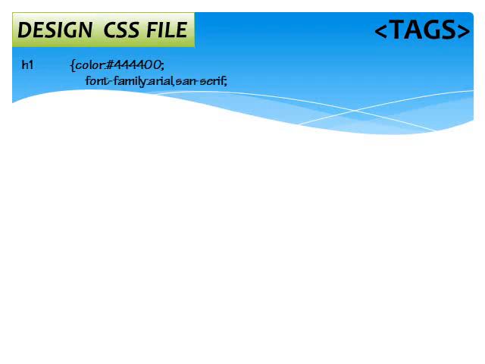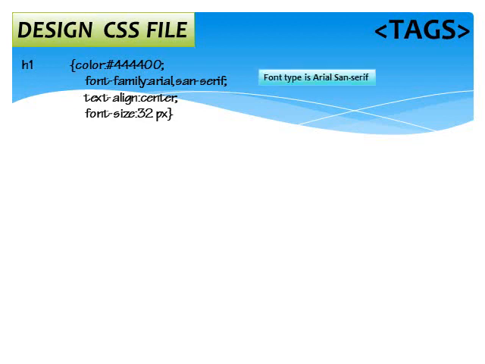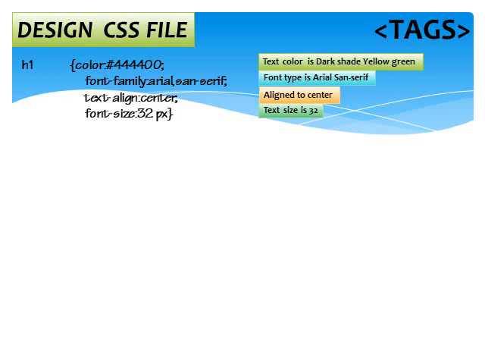Number 1. Use tags to define the CSS file. Example: let's design 3 different tags of the CSS file. H1 open curly bracket color colon hashtag 444400 semicolon. Font family colon Arial comma sans serif semicolon. Text align colon center semicolon. Font size colon 32 pixel close curly bracket. The first tag defined as H1 in the CSS file is to define a font style of Arial and sans serif, with size of 32, align that text to the center and color of dark shade of yellow-green.